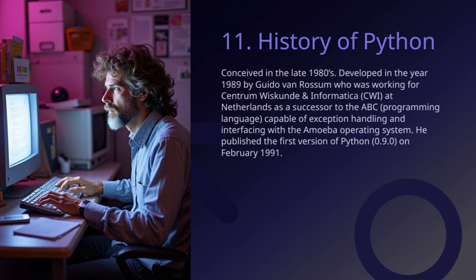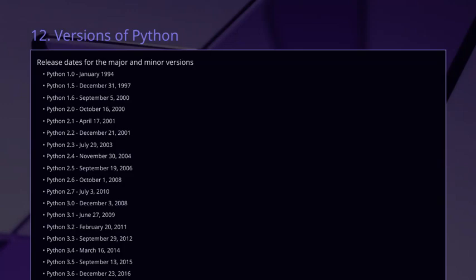and usability in technology. Let's take a look at the release timeline for Python, starting with Python 1, which was released back in January 1994, marking the beginning of its journey. Moving forward, Python 1.5 was released at the end of 1997, showing steady development. Then, in October 2000, Python 2 came out, introducing important features that shaped future versions.